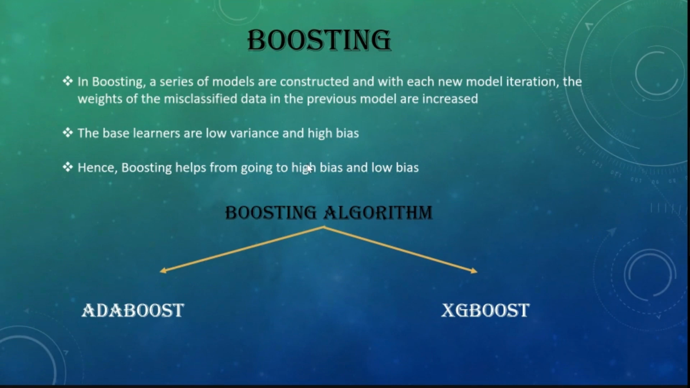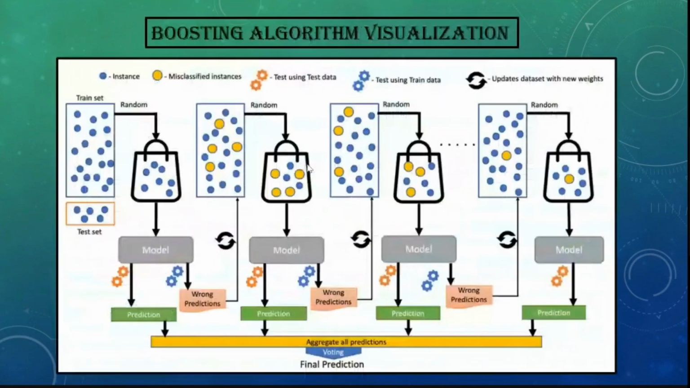So it's too low bias. So we have two boosting algorithms: one is AdaBoost and the other is XGBoost, which I have already told. So this is the boosting algorithm which we can visualize.